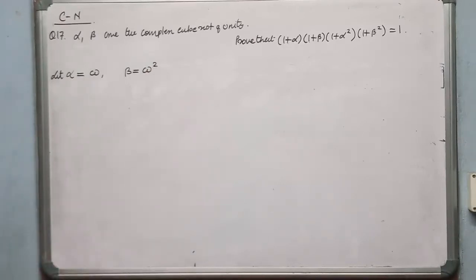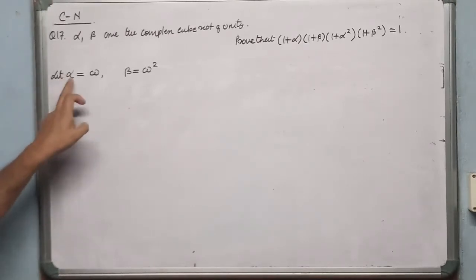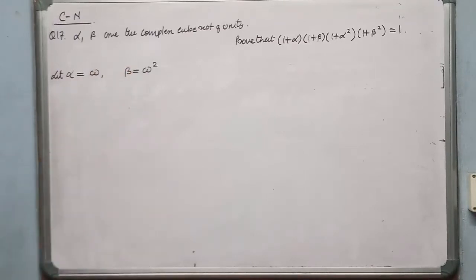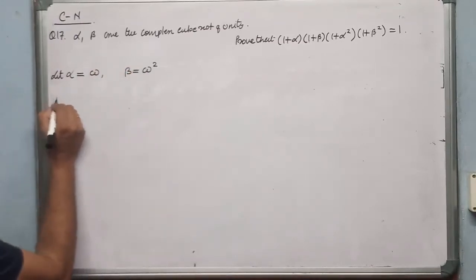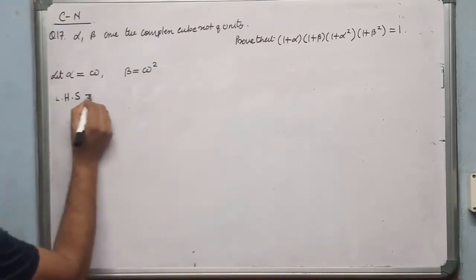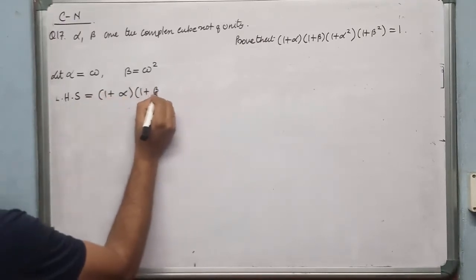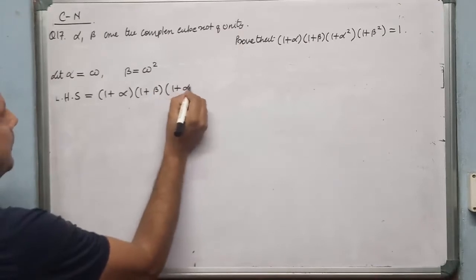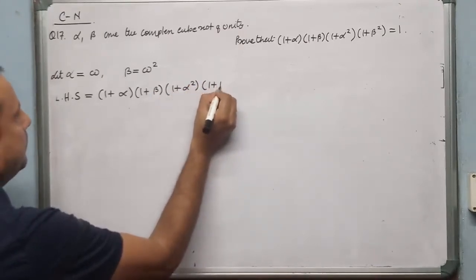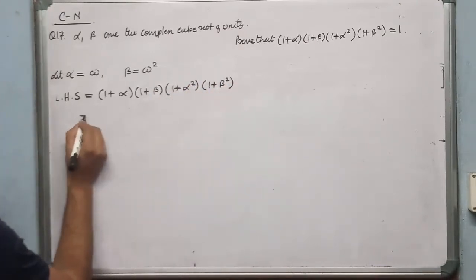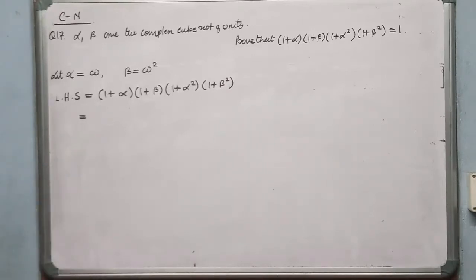It is already given that alpha, beta are the cube roots of unity. We can consider alpha equals omega and beta equals omega square, or we can consider beta equals omega and alpha equals omega square. Now I'll take the left hand side, (1 plus alpha)(1 plus beta)(1 plus alpha square)(1 plus beta square). Then I'll substitute the respective values of alpha and beta.